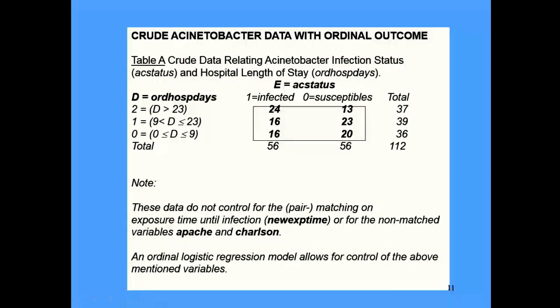Look at this data. Now, in this case, I'm not even talking about the other variables. I'm watching the clock because we have to finish in a minute or 2 here. But I'm looking at this. You see, this is a 3x2 table, right? It's got 210 and infected susceptible. So that's the data that we have. 3 categories of the outcome, and it's the crude data. These data do not control for matching or for the other variables. An ordinal logistic model allows for control of the above variables.